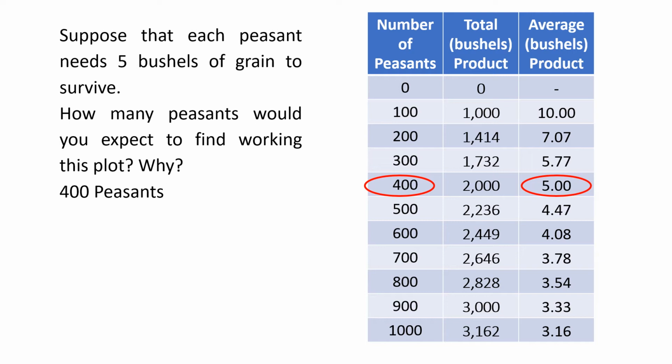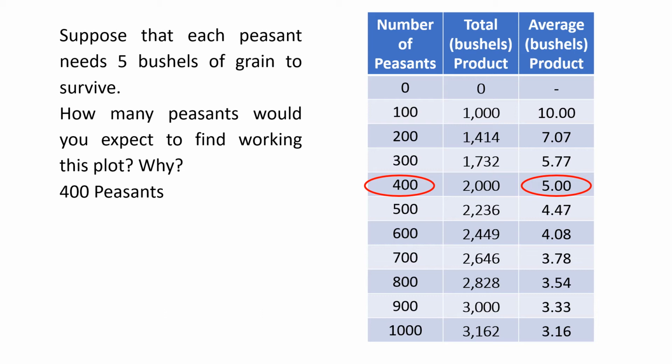So then the number of peasants less than 400 creates some sort of surplus of bushels, and the reason is that for peasants less than 400, we can have average products of either 5.77, 7.07, or 10, and all these values are greater than the 5 that is needed for survival, and therefore we would end up with a surplus. This surplus would force the number of peasants to increase or the population to increase.